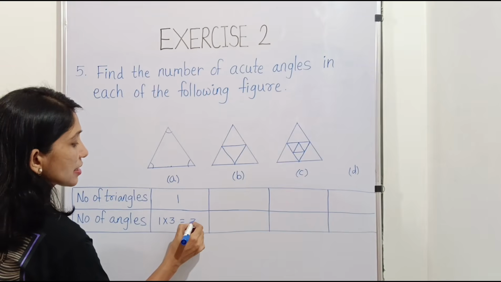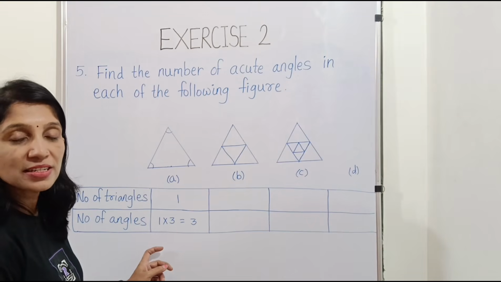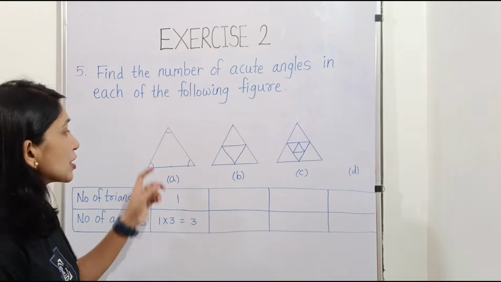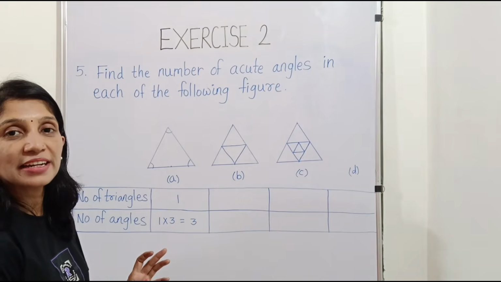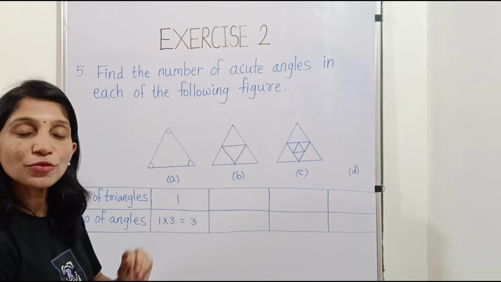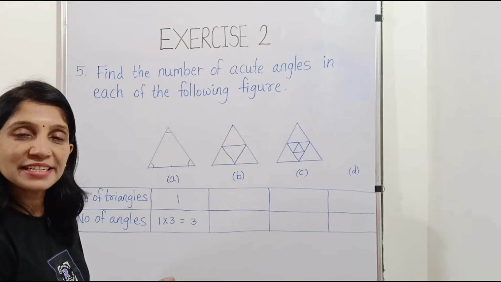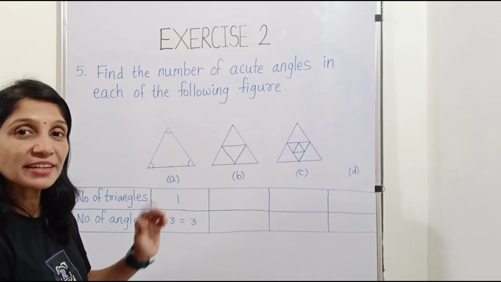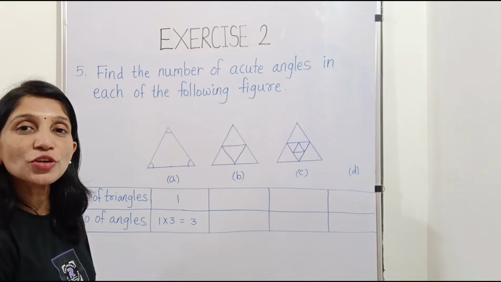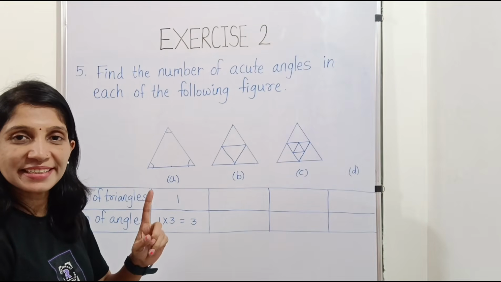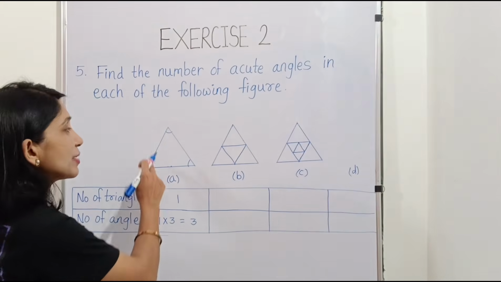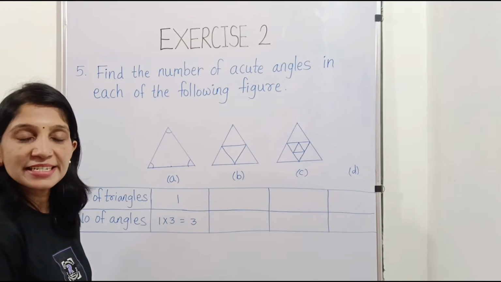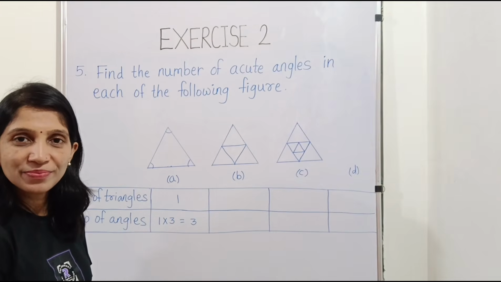1 into 3 is 3 acute angles we can see here. Acute angle because it is an equilateral triangle. The measure of each angle of an equilateral triangle is 60 degrees. How will you find it out? The sum of the measures of all angles of a triangle is 180 degrees. So 180 divided by 3, that means you will get 60 degrees. 60 degrees is an acute angle. Okay.